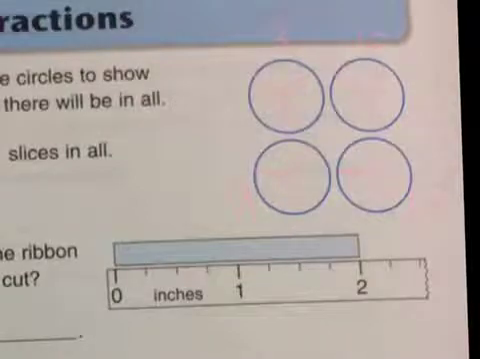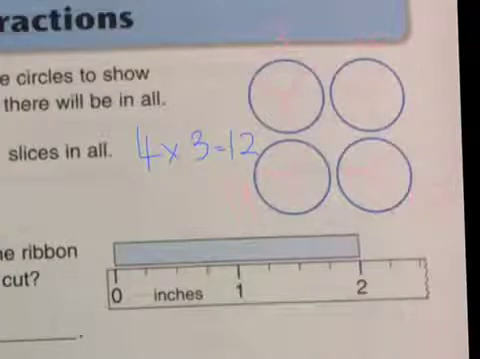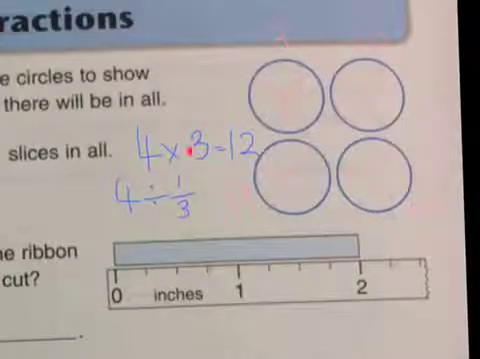So I could simply write a number sentence of 4 times 3 equals 12 slices in total, right? I could also write it as a division. 4 divided by 1/3. So what I've done is I've made the 3 a denominator. And this is the same as this.